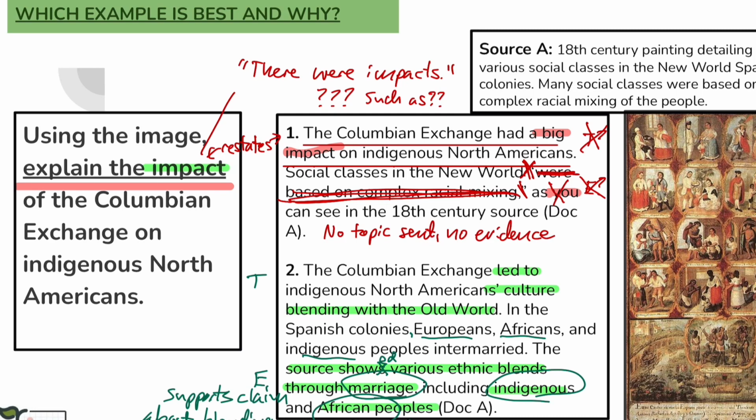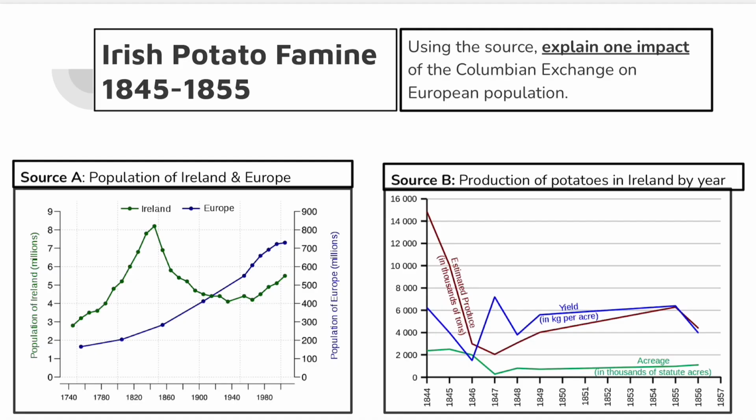Here is a hierarchy with 3 different races depicted. And then it answers the question of, this was an impact. It was a cultural or social blending with the old world. Does that make sense for why number 2 is a better answer than number 1? Okay, remember, copying the document is not the same as using the document, so do not quote.